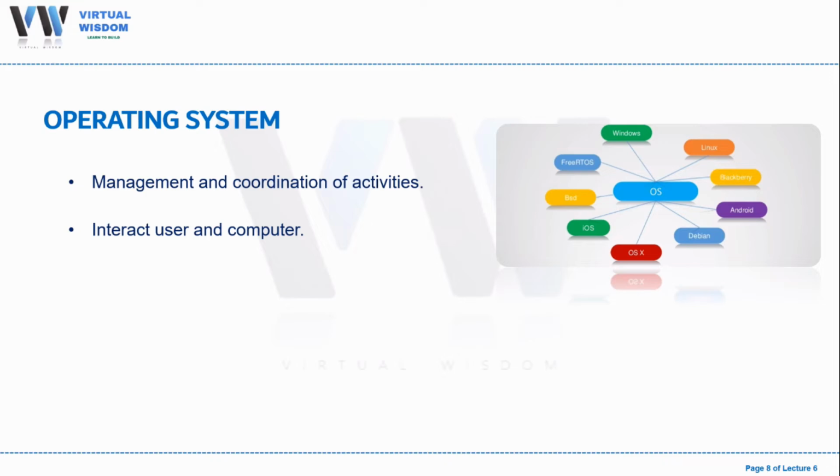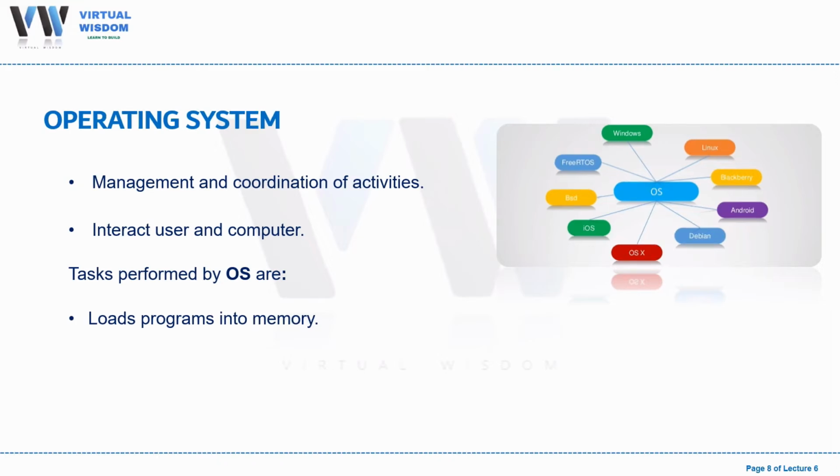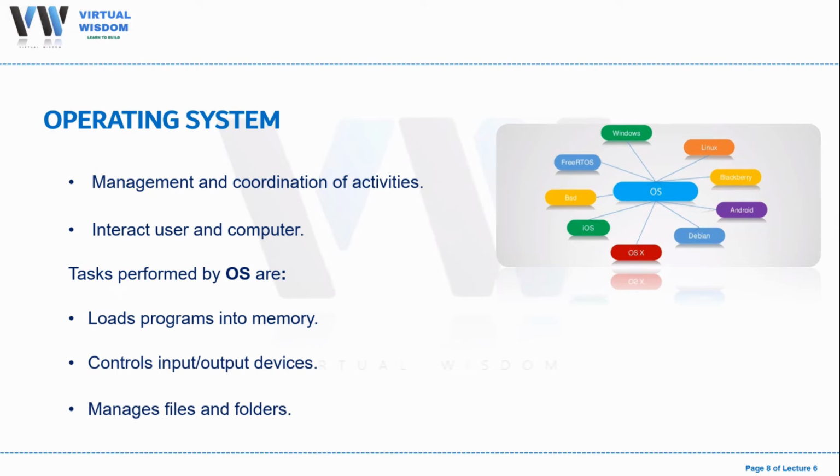Some common tasks performed by OS are loading programs into memory and executing them, controlling operations of input, output, and storage devices, managing files and folders in which data is present. It also offers security such as it allows the user to create password to protect their data from unauthorized use. And at last, it detects hardware problems or failures and displays messages on screen to fix them.